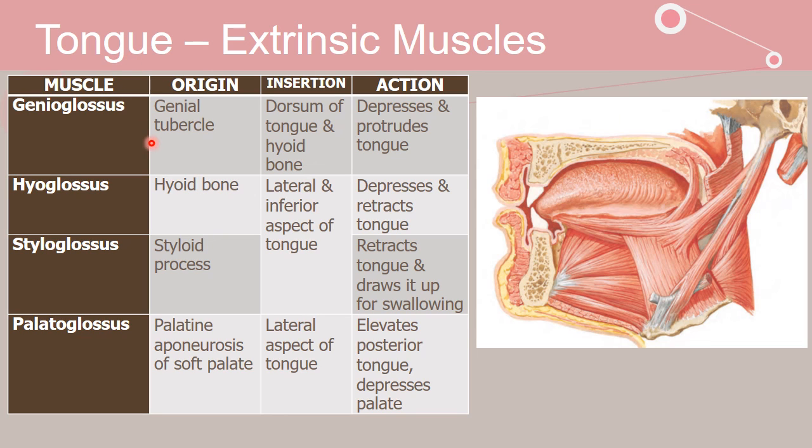Okay. So we have the genioglossus here, the hyoglossus, the styloglossus, and the palatoglossus. Okay. So again, the extrinsic muscles are responsible for moving the tongue. So it either depresses, protrudes, retracts, or elevates the tongue.